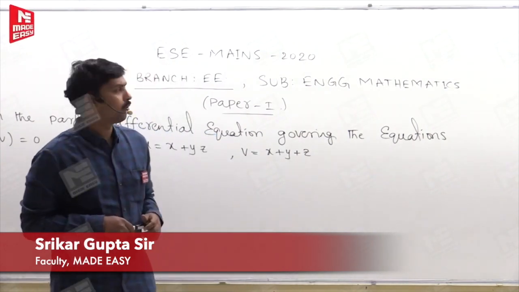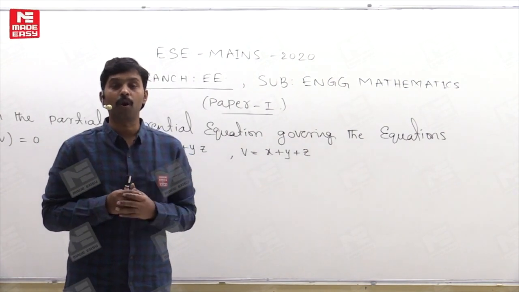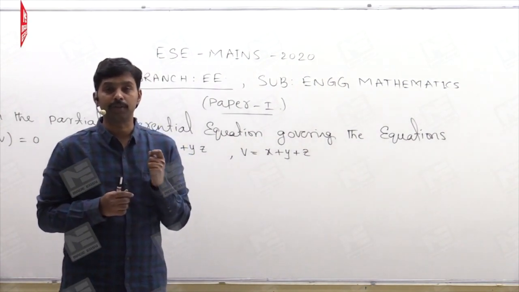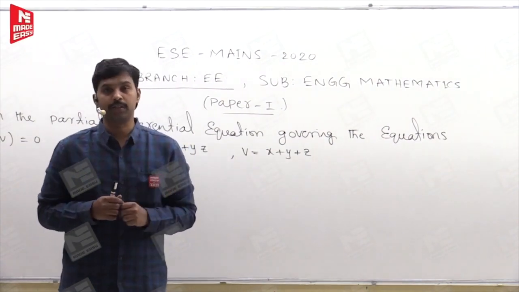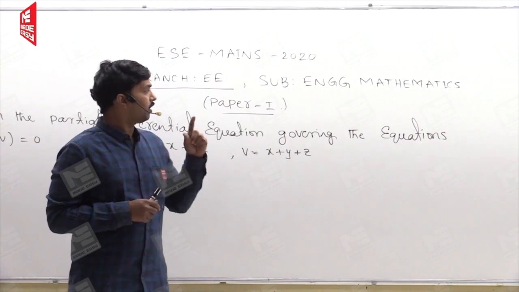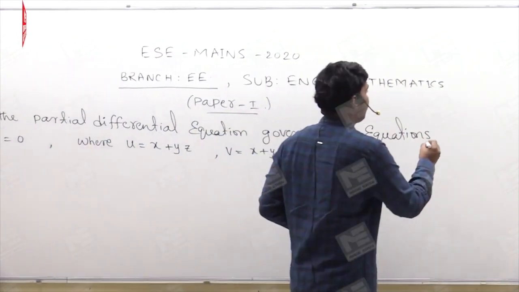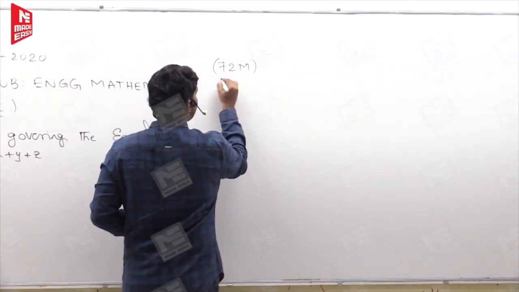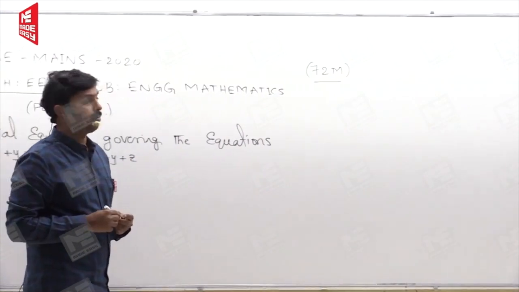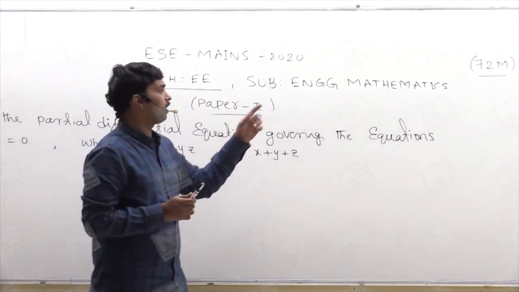In this video, I'm going to explain the solutions of the Mains Electrical Examination 2020 for the subject Engineering Mathematics. For this subject, we got 72 marks. We will be getting these subject questions from Paper 1, and there are 72 marks.